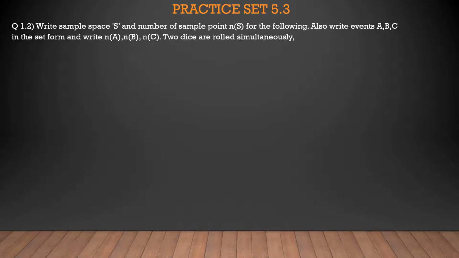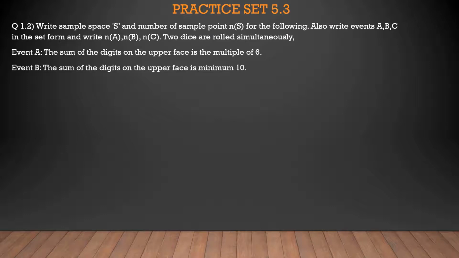Second question of practice set 5.3: write sample space S and number of sample points n(S) for the following. Also write events A, B, C in the set form and write n(A), n(B), n(C) when two dice are rolled simultaneously. Event A: the sum of the digits on the upper face is a multiple of 6. Event B: the sum of the digits on the upper face is minimum 10. Event C: the same digit on both the upper faces.